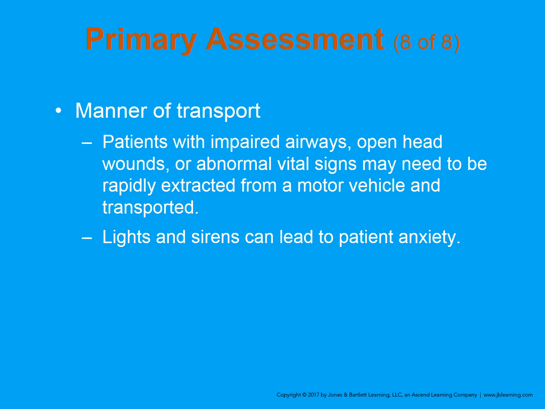Manner of transport. Patients with impaired airways, open head wounds, or abnormal vital signs may need to be rapidly extricated from a motor vehicle and transported. This is what we call an emergent move, right? It's not always going to be because of fire or explosion. It could be, hey, they don't have an airway, and based on how they're positioned, I cannot manipulate them in order to open up their airway. We need to rapidly extricate them. It doesn't mean that we throw all logic out the window of trying to keep that spine in line, but it may be a quicker move than what you intended.